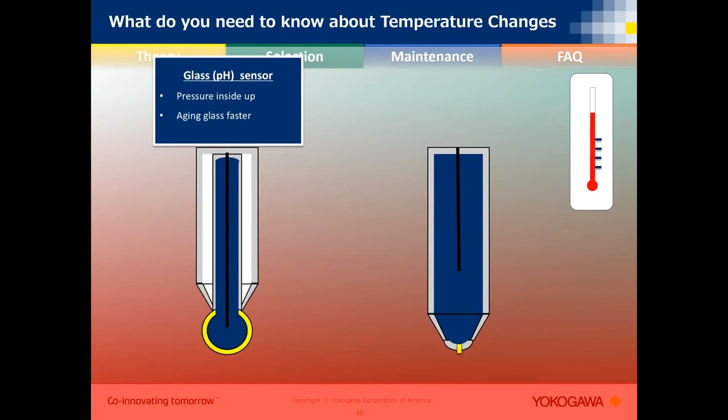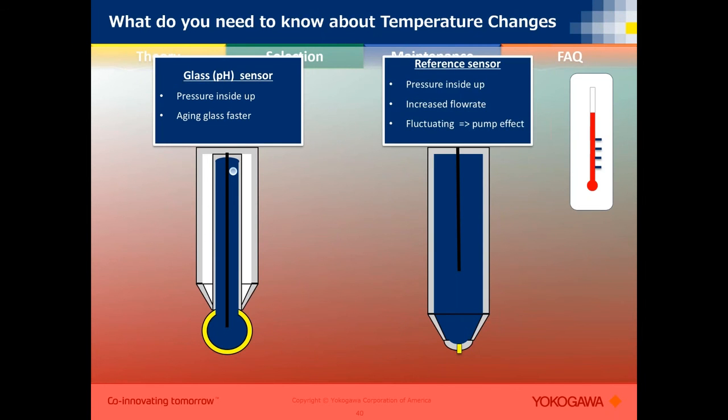Inside of most glass electrodes, there is a little air bubble, and that air bubble is meant to give room for the KCl solution to expand as the temperature of the process the sensor is in increases. So that air bubble is room for that KCl to expand, okay? What it does is it ages that glass electrode a lot faster, because it's expanding it and contracting it even further.